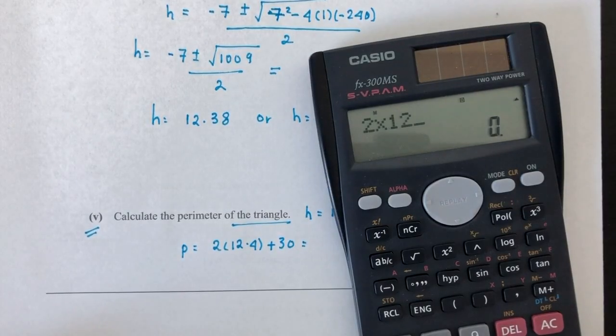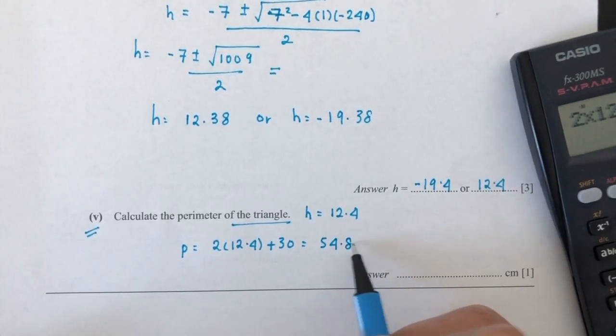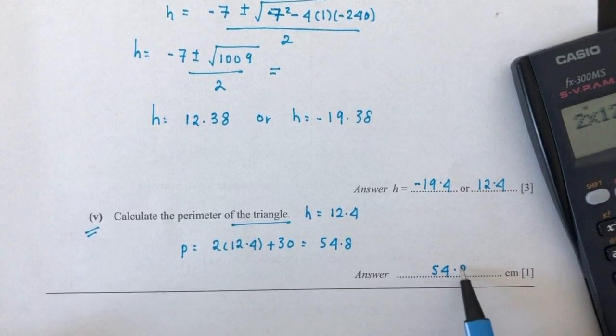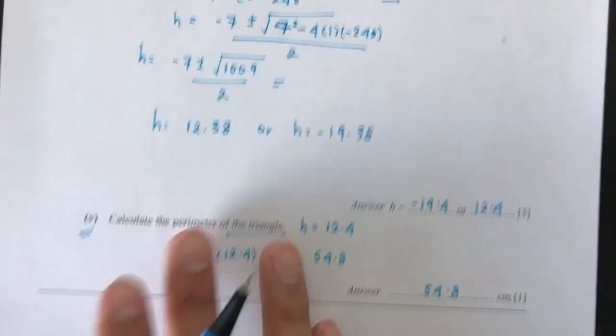So 2 times 12.4 plus 30, that will be 54.8 centimeter. Okay, that is question number 9.